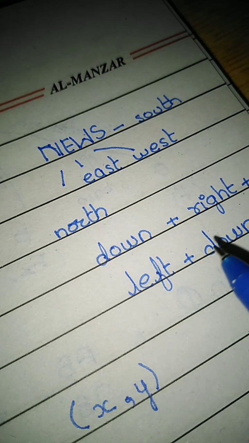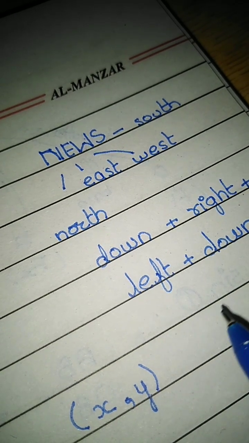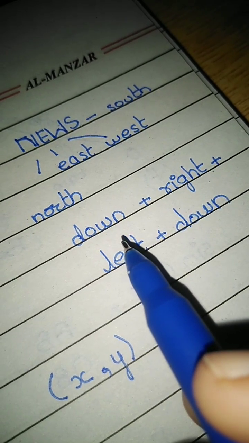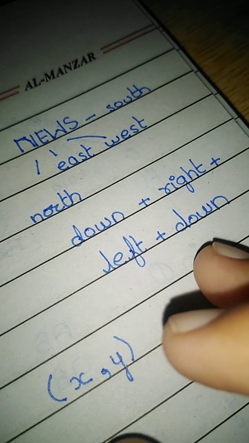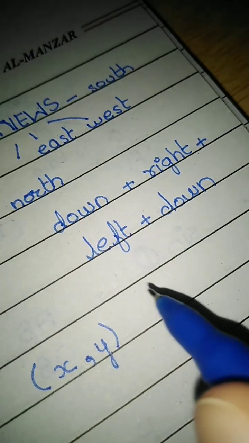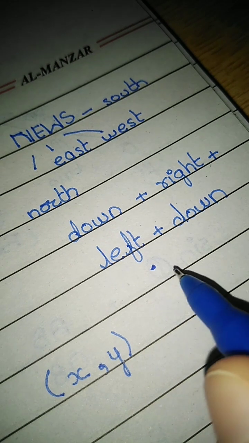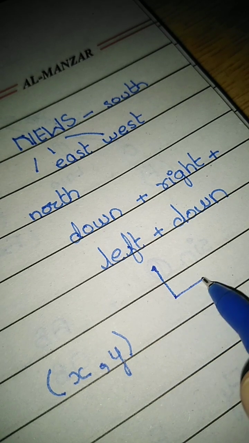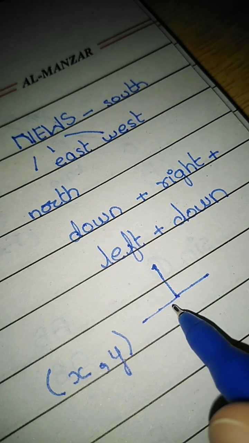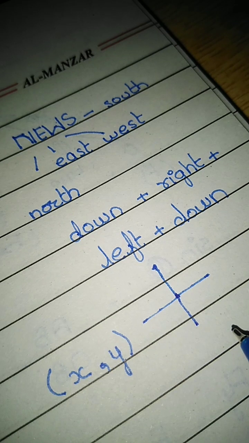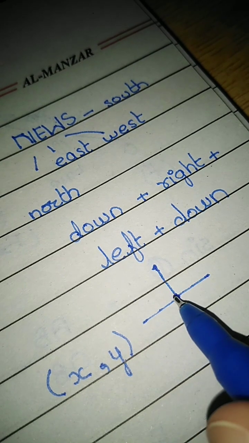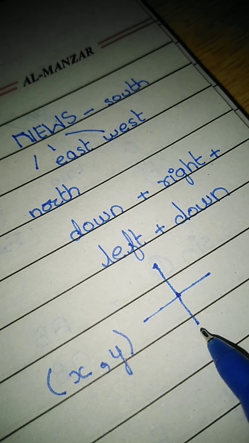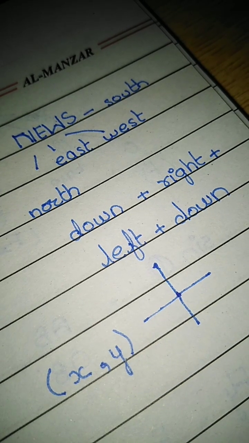Now, how can we identify where the north, south and east are? There's a formula or a line used to memorize the directions. First of all, we have to go down, then right, left, and then again down. Again, down, right, left, down. Now just repeat it and you will memorize it.